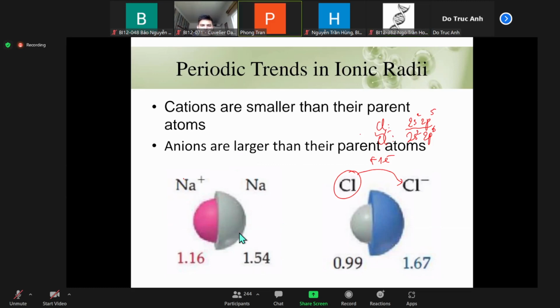Yes, thank you. So basically, the number of protons, the positive charge in the nucleus, will be the same. You add one more electron in the outer layer. So the interaction of the electrons with the nucleus will decrease. And that's why the size of the atom, the anion, increases. Thank you.